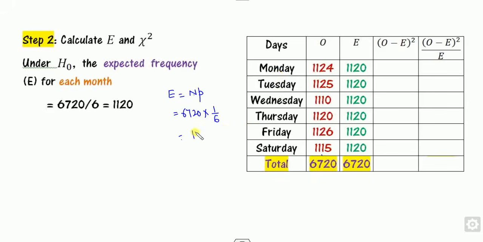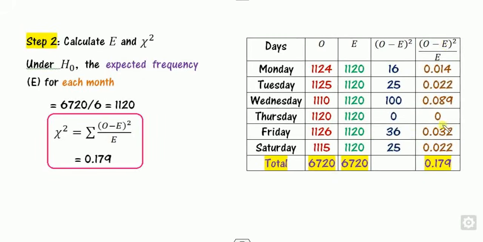So what is that? This is 1120. So these are my E. Again look at that, this must be the same. O and E must be the same. Now once you are here, you will calculate (O minus E) whole square. This is 4 into 16, 5 into this and so on. You will calculate this. So this is it.